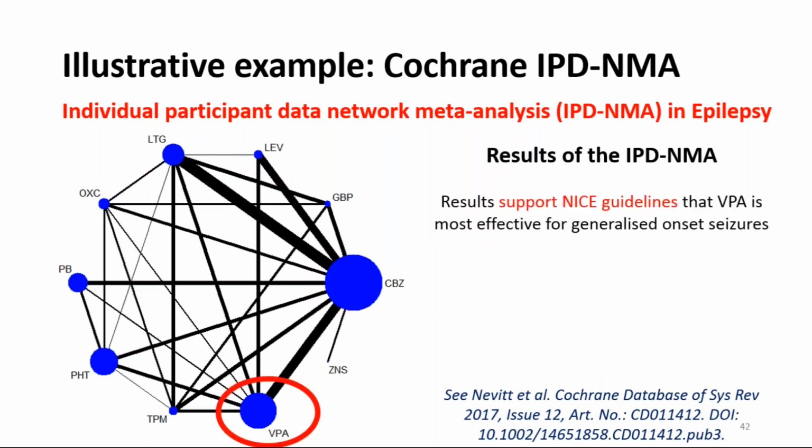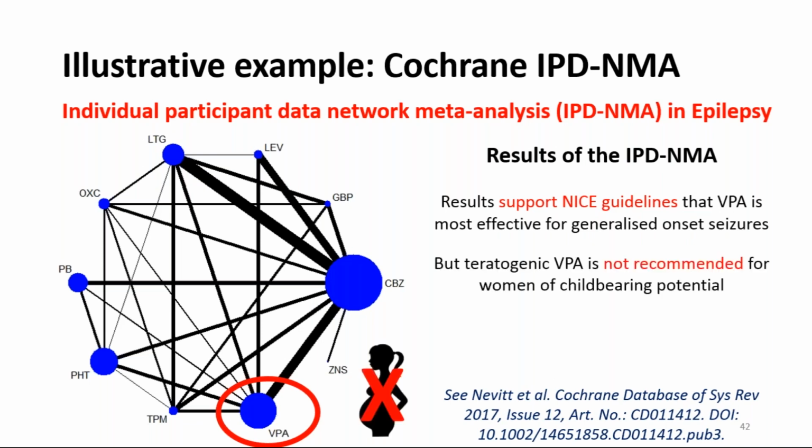Our results also support the guidelines that sodium valproate (VPA) is the most effective treatment for generalized onset seizures. This is something that has been known for years, that this drug is by far the best treatment for this seizure type. But the problem is that this drug is also associated with birth defects, both physical and neurological, if taken while a lady is pregnant. So this drug is now no longer recommended for women of childbearing potential.